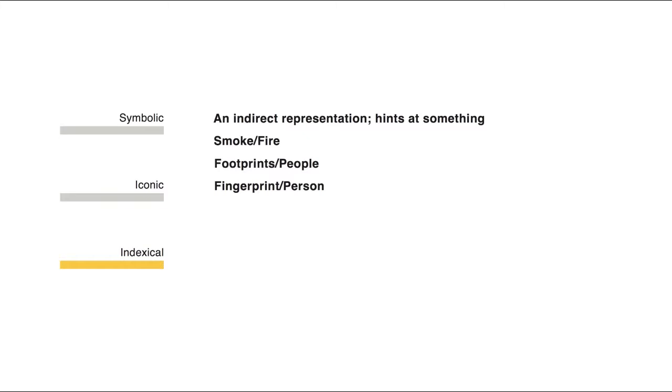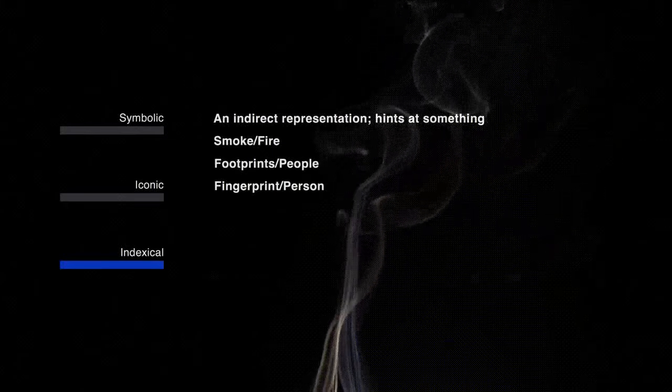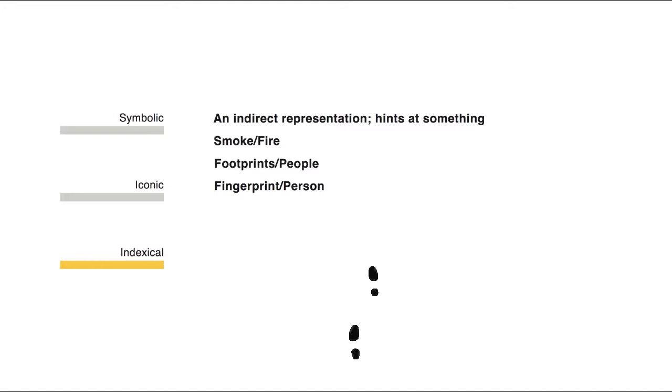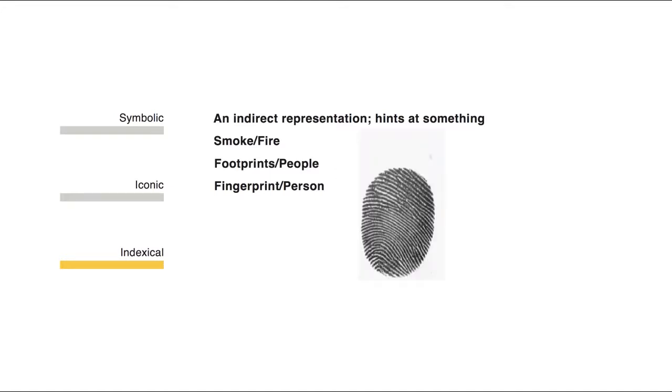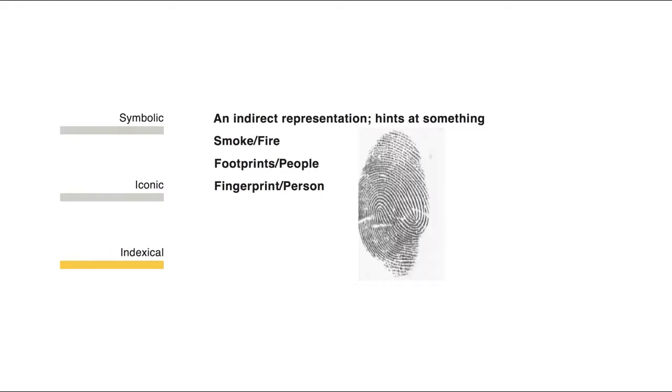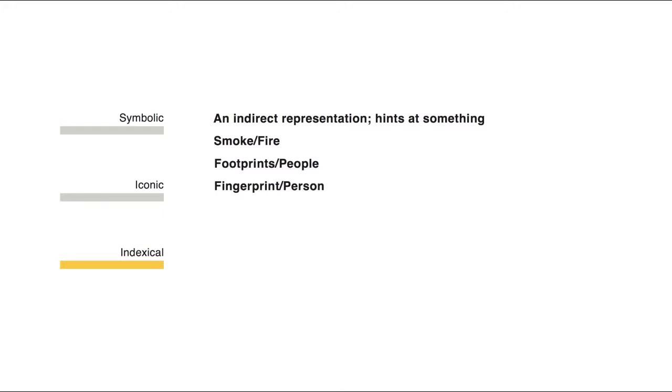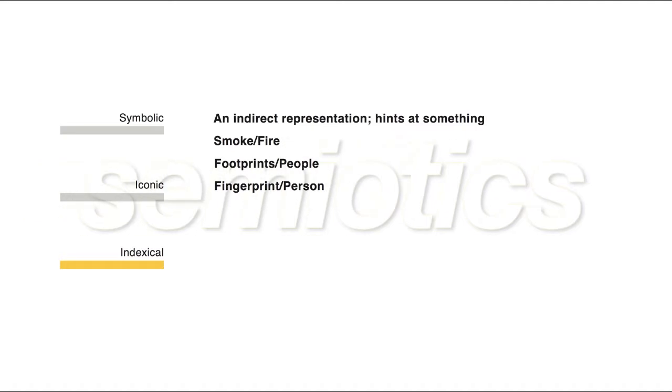An indexical representation is indirect. It hints at something, a clue that makes connections to provide meaning. So when we see smoke, we know there's a fire. When we see footprints, we know people have been through a certain area. And when we see a fingerprint, we know we can tie it back to a person. These three can be independent of one another or mixed to collaboratively tell a story.